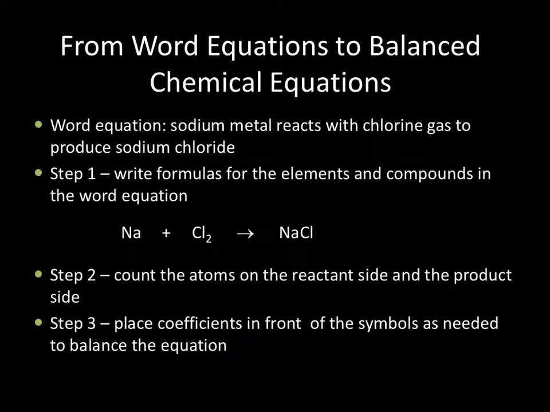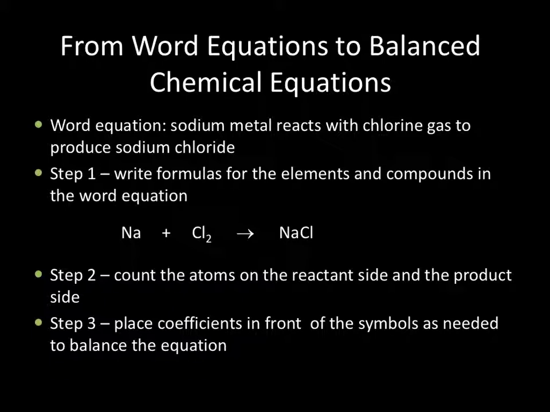So we need to be able to work from word equations to end up with balanced chemical equations. So let's look at an example to see how this is done. The word equation is this: sodium metal reacts with chlorine gas to produce sodium chloride. So step 1 is to write formulas for the elements and compounds in the word equation.